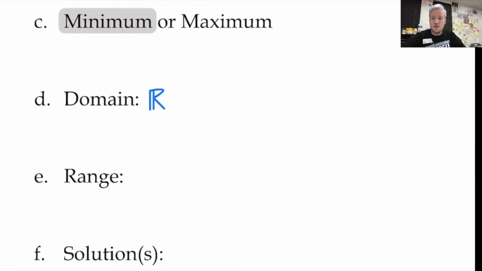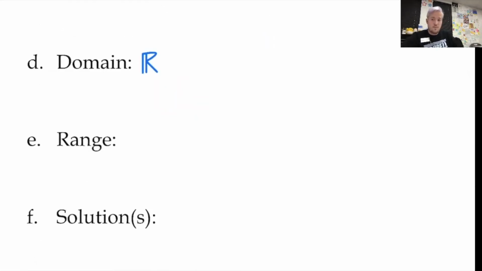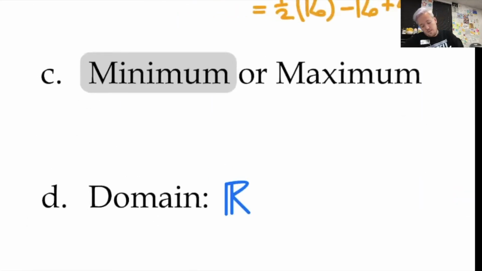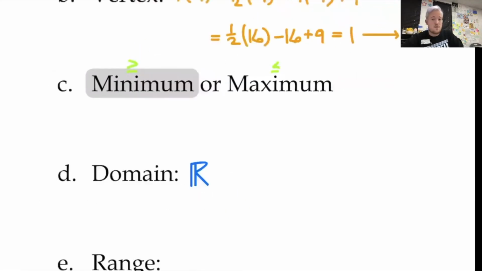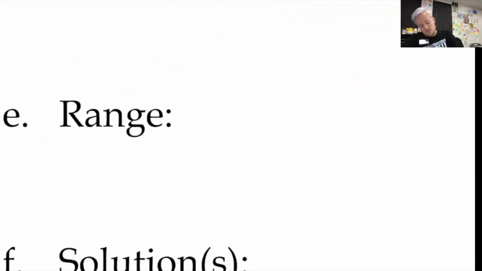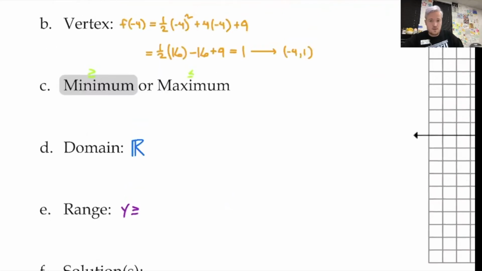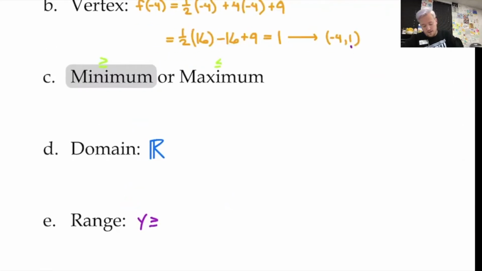Benefit of technology. All right, now for your range, remember it's contingent on the y value of the vertex. Keep in mind, because we have a minimum, that means we want everything above that value. If we had a maximum, we'd want everything below that value. So the range is y greater than or equal to the y value of the vertex. So I'm going to come back up here to my vertex, and I want that y value. So 1. So everything greater than or equal to 1.